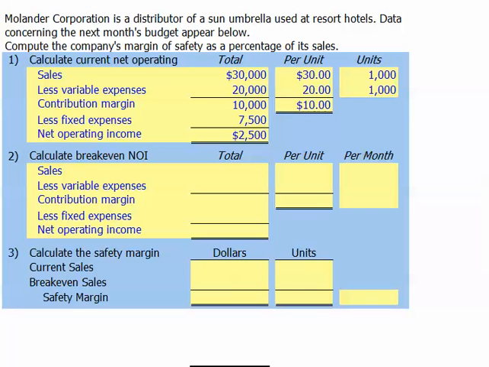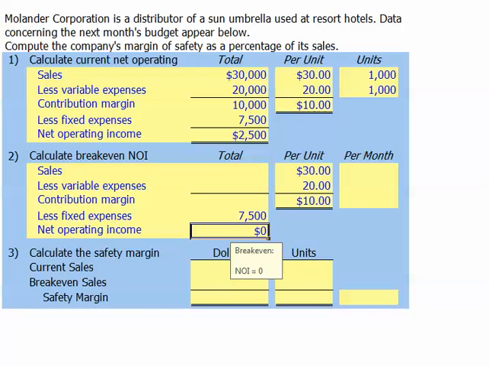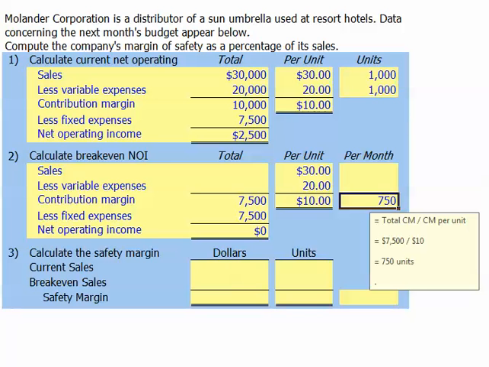To begin with, we're going to need to calculate our break-even net operating income. Our fixed expense we're given as $7,500. Our contribution margin per unit is $10. That's our $30 selling price minus our $20 variable cost. Our break-even net operating income is where net operating income is zero. This means we'll need a contribution margin of $7,500. If our contribution margin per unit is $10, our break-even units will be 750. That's our $7,500 contribution margin divided by $10 per unit.